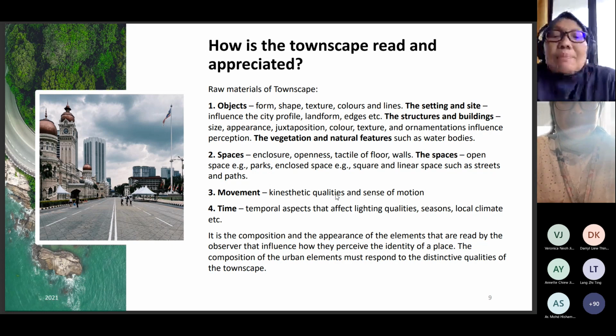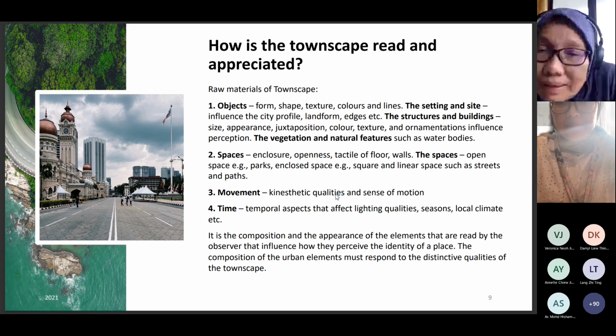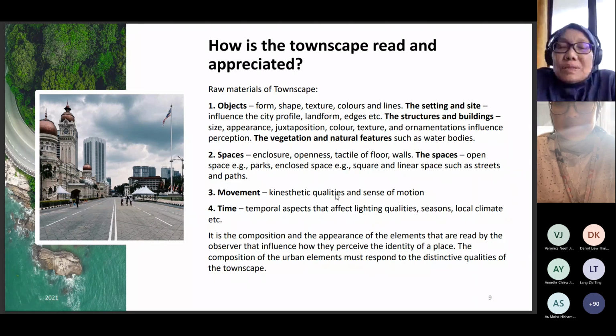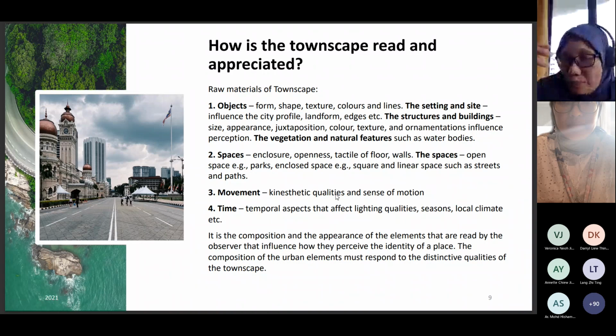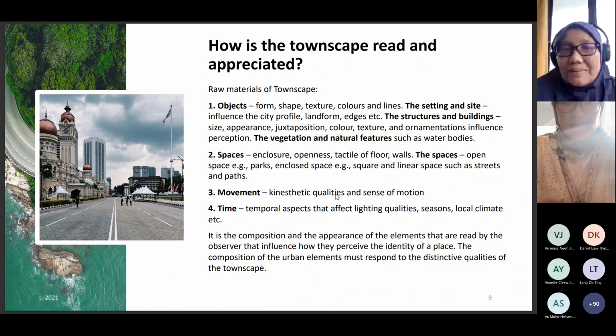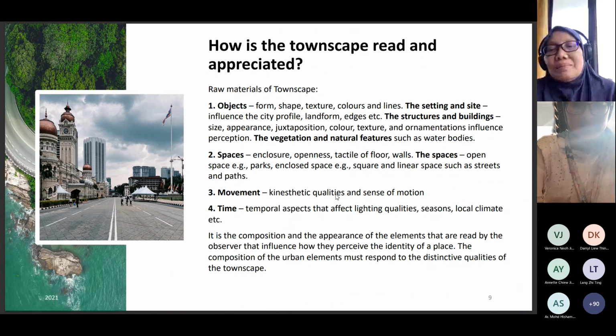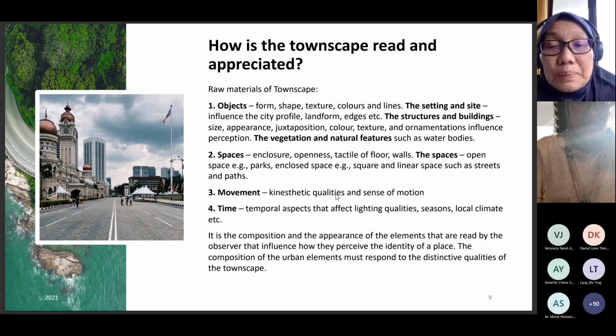Okay, so it is the composition and the appearance of the elements that are read by the observer that influence how people perceive the identity of a place. So that's why the way we compose all these elements and the appearance of these elements will influence how people perceive. So this composition of the elements must respond to the distinctive qualities of the townscape. Next.